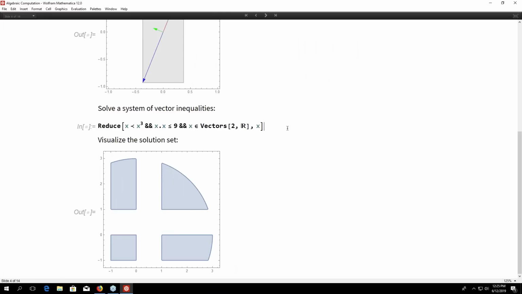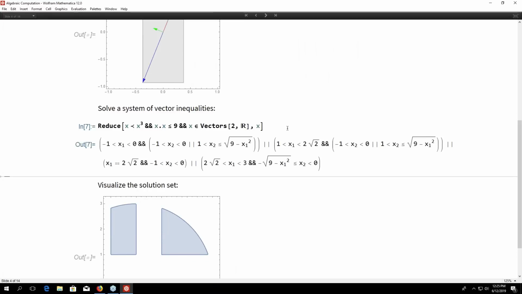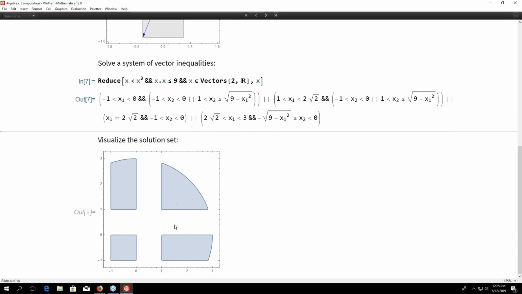We can also fully solve system of vector inequalities using Reduce. We get the solution written in terms of coordinates of the vectors. And here's the visualization of the solution set.